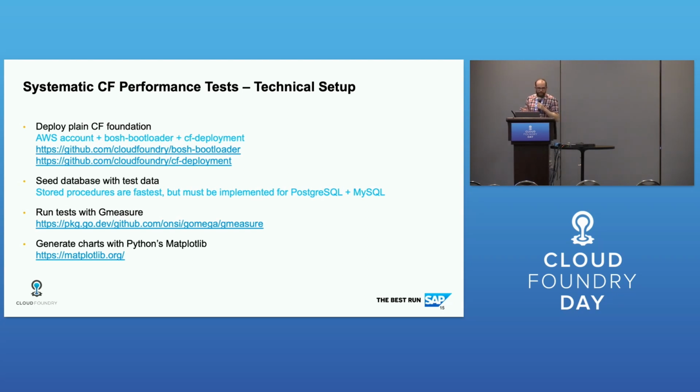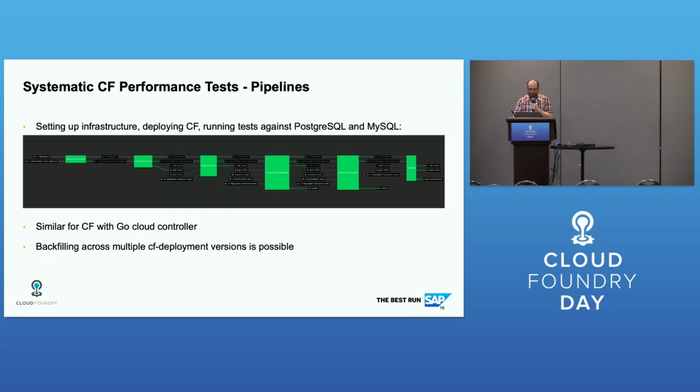Good. Once the database is seeded, then we run tests with gmeasure. So that's kind of Ginkgo tests, which then record how long a test took or ran multiple samples and report average numbers and all that stuff. And then you get a large JSON with response times. And from that, you can create charts with Python's matplotlib.